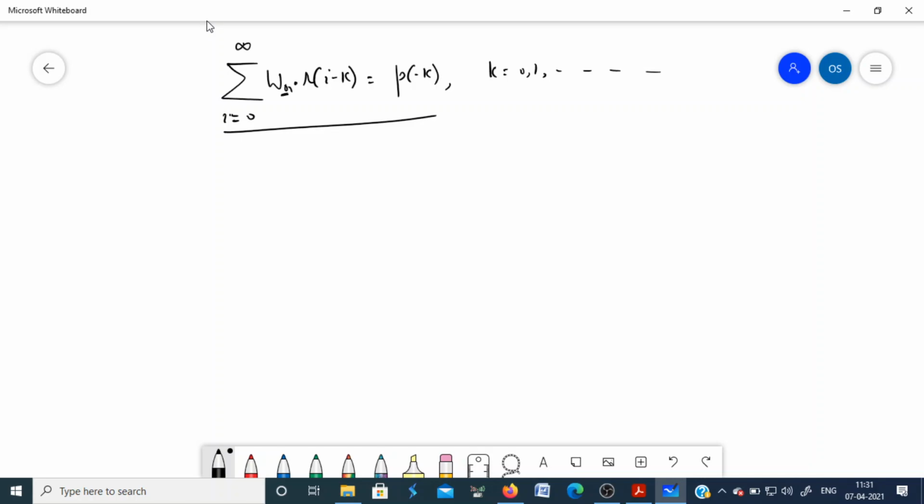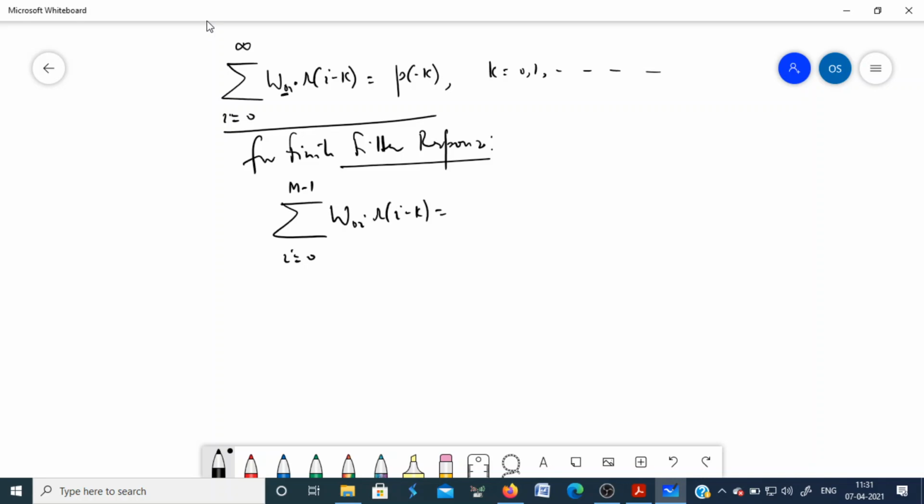In that case, for a finite filter response, if the impulse response of the filter is finite, then i will go from 0 to m minus 1, only m coefficients are there, and the sum of w_oi R(i minus k) will be equal to p(minus k), where k is 0, 1 up to m minus 1. If you expand these equations, you will see that you have a set of linear equations, nothing else.